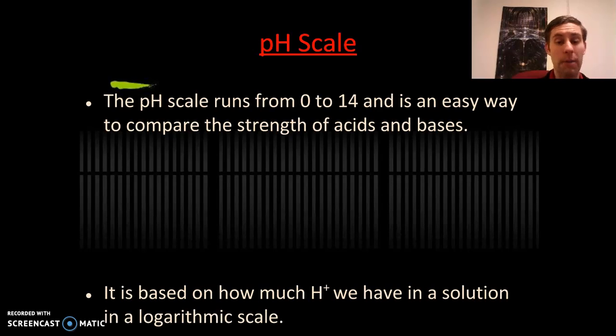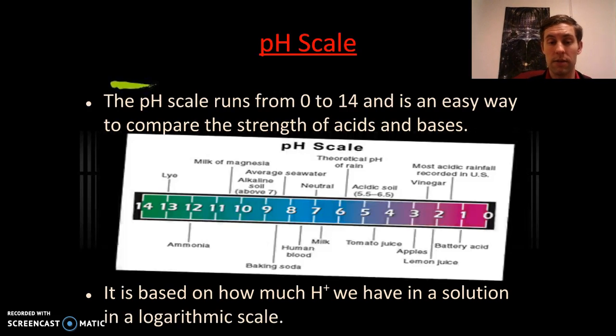It's going to be based on how many protons, an H plus we have. So that's your hydrogen atom, which normally, if you guys remember, got one proton and one electron. So it's an H plus, it means it's lost its electron, it's just got the proton floating around there. So how many of those lone protons we have floating in the solution? The more than we have, the more acidic it is.